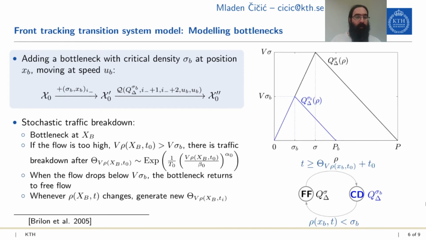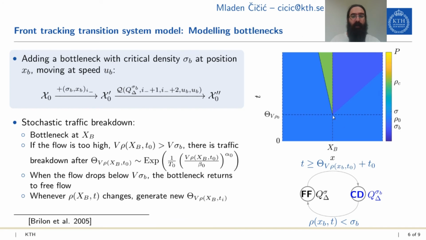Now, if we have a static bottleneck, we might instead want to deal with stochastic traffic breakdown. And if the flow at this static bottleneck is too high, then we say that there will be a traffic breakdown after some time theta. And we model this time to breakdown as an exponentially distributed random variable, which is parameterized by the level of flow that we have at the bottleneck. And once this time elapses, we transition from the free flow state into the congested state. And it looks something like this. So after some time theta, the bottleneck is now active and there is some congestion building up upstream of it.